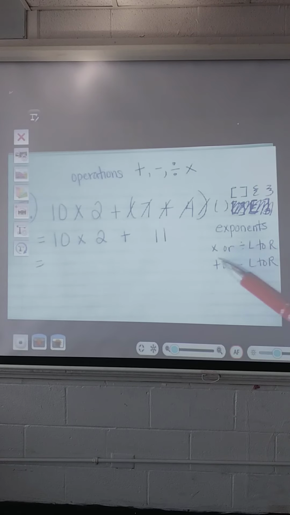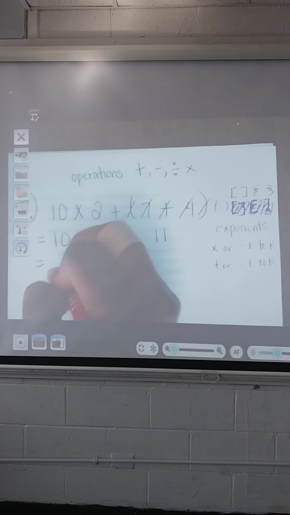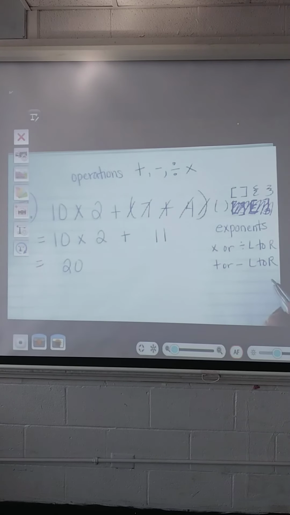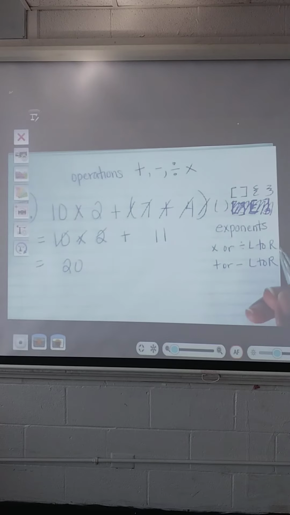But now we're looking for multiplication or division. So it's whichever one comes first. If I just look across from left to right, I see I come to multiplication first. So I have to multiply this 10 times 2. I know 10 times 2 is 20. So I'm going to mark out that 10, that times, and that 2, and I'm going to bring down my plus 11.